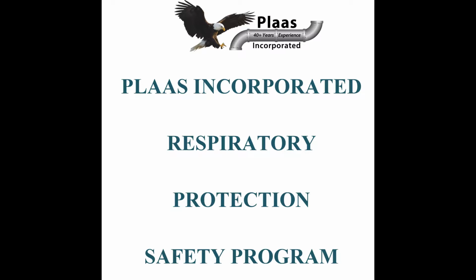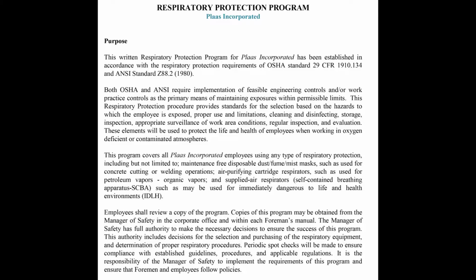Respiratory Protection Program. Purpose. This written respiratory protection program for Plaas Incorporated has been established in accordance with the respiratory protection requirements of OSHA Standard 29 CFR 1910.134 and ANSI Standard Z88.2/1980. Both OSHA and ANSI require implementation of feasible engineering controls and/or work practice controls as the primary means of maintaining exposure within permissible limits.